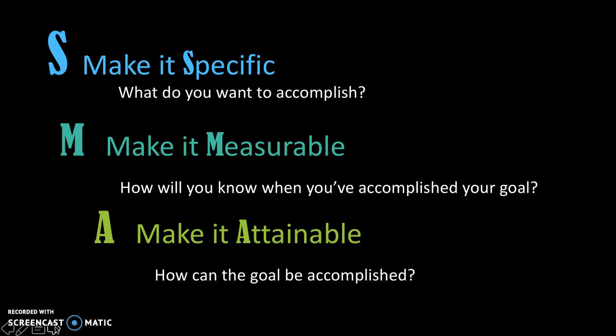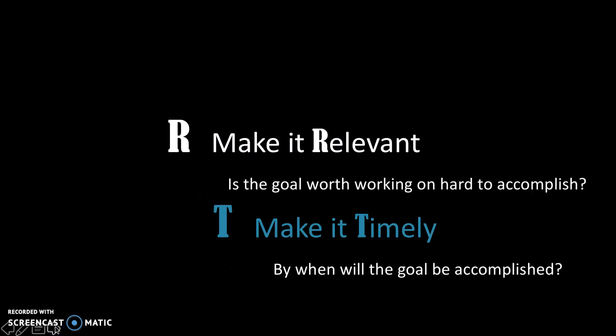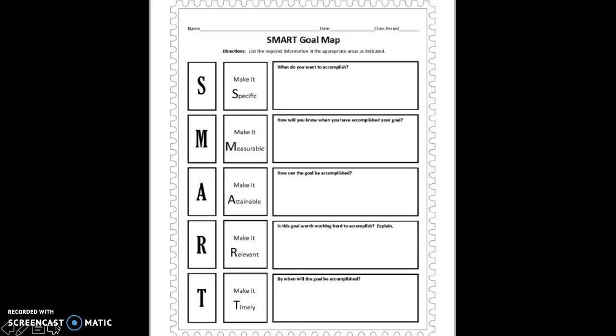A, make it attainable. So how can the goal actually be completed? R, make it relevant. So is the goal actually worth working hard to accomplish? And T is make it timely. So by when will the goal actually be done? So all of these are super cool for students to use, even for this worksheet, because they can write it down, break it down on their own, and actually see if the goal is worth doing.